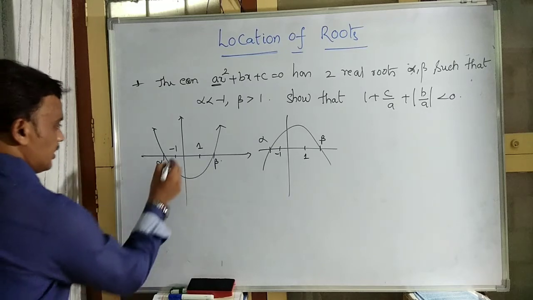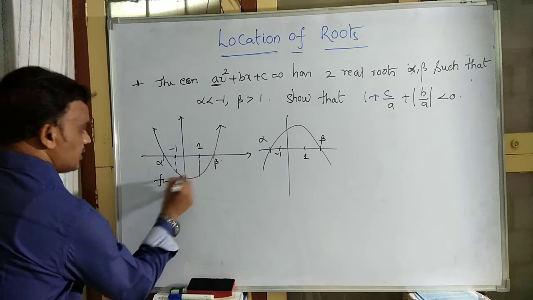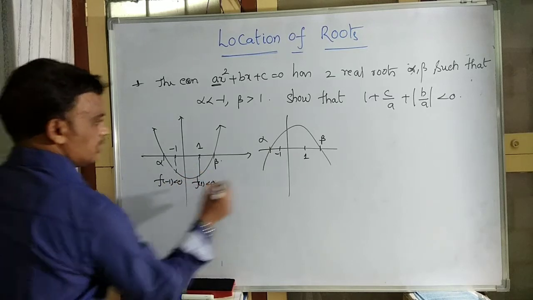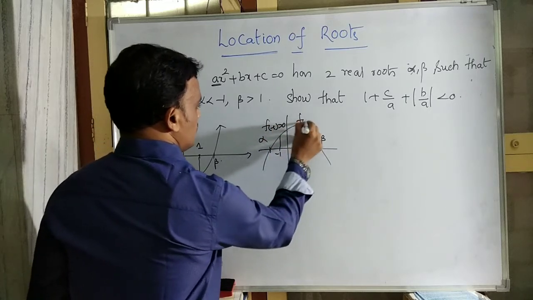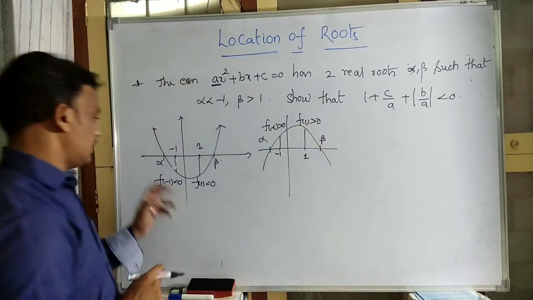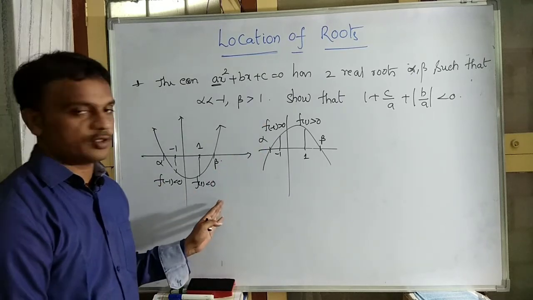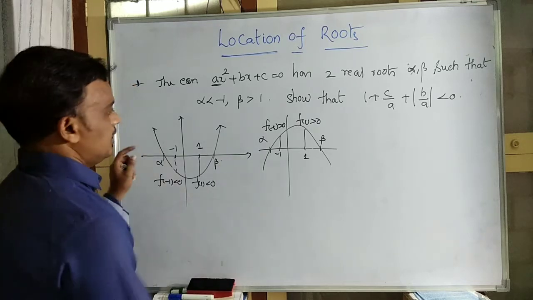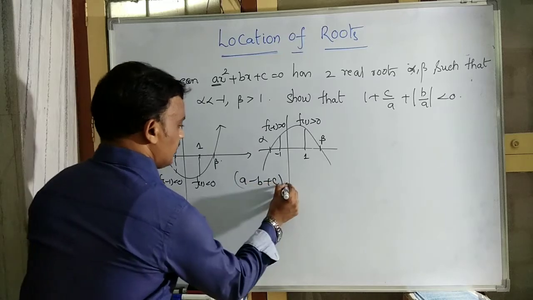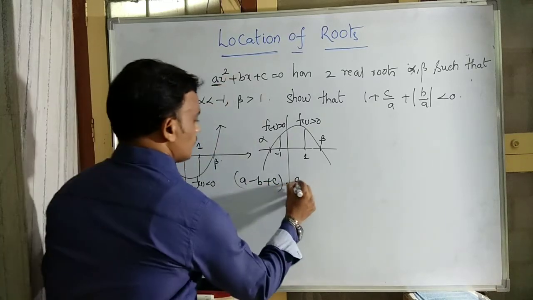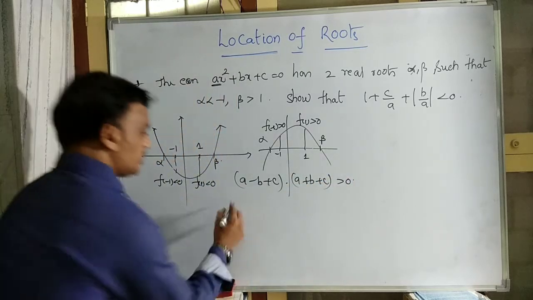Okay, then what do you say? What are its corresponding values? F of minus 1 is negative, f of 1 is negative. Here also, f of minus 1 is positive, f of 1 is positive. Yes, f of minus 1 and f of 1 have the same signs, so their product should be positive. What is their product? F of minus 1, which is a minus b plus c, times f of 1, a plus b plus c, is greater than 0. Come on, continue this.